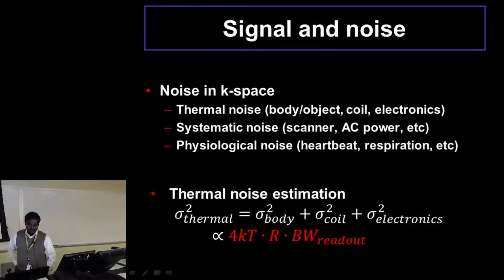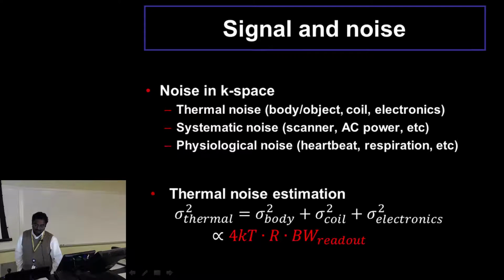So in the last class we introduced the fact that any measurement will have noise associated with it, and that noise in our case is basically thermal noise, proportional to the body-coil coupling with the object, and then the coil and its electronics. That's mostly driving our noise. The systematic and physiological noise we didn't particularly discuss, but they are nonetheless sources of some error.